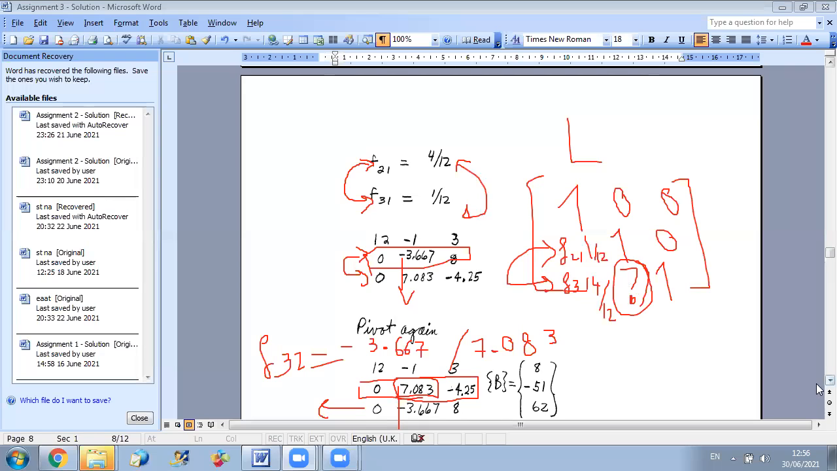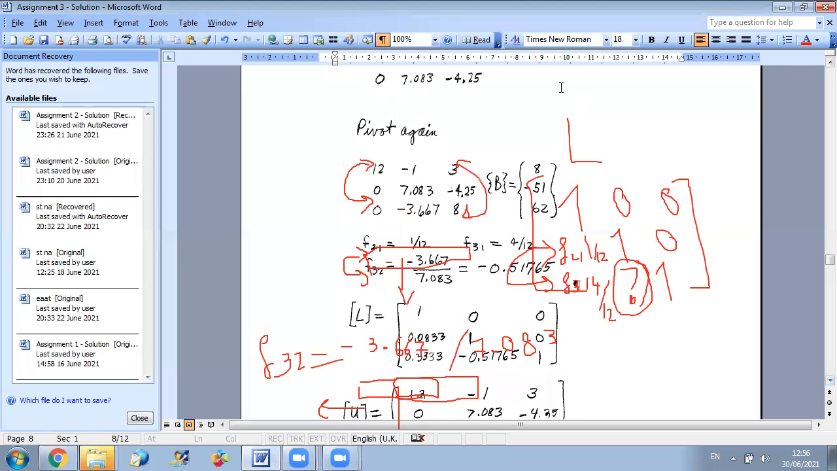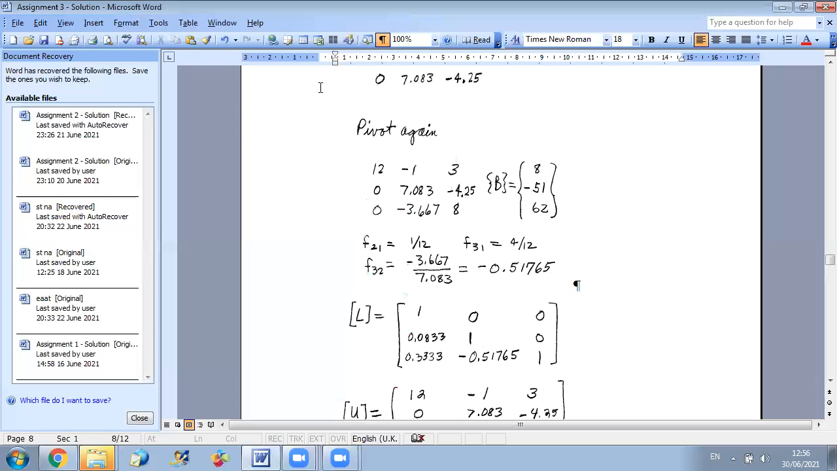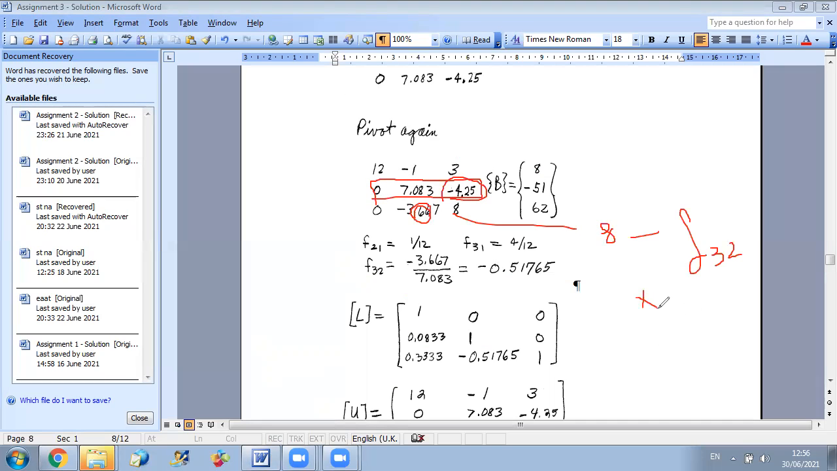What remains is the upper matrix, to update the coefficients by doing forward elimination. Once I do forward elimination, this term becomes 0 and I should just update this one. So I do 8 minus the factor F32 times the element in the pivot equation in the same column, which is minus 4.25. Okay, so minus F32 times minus 4.25, and now I am done with my lower matrix and my upper matrix.